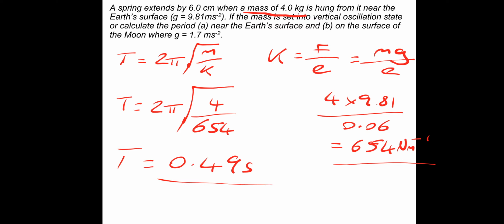B. So if we took it to the Moon where g is 1.7 meters per second squared, the time period on the Moon is also 0.49 seconds.